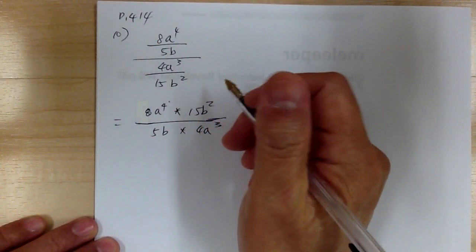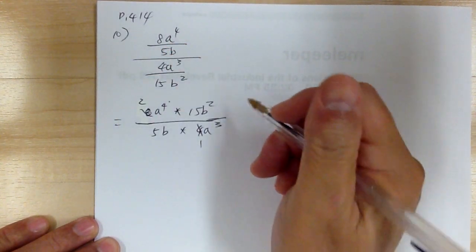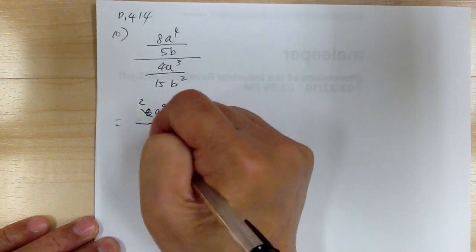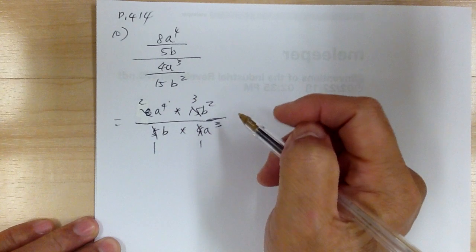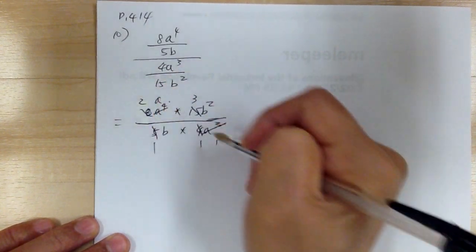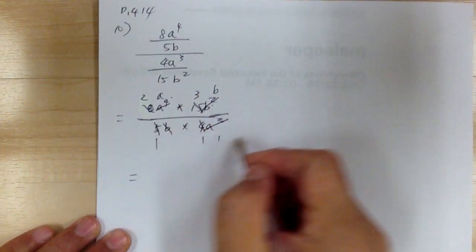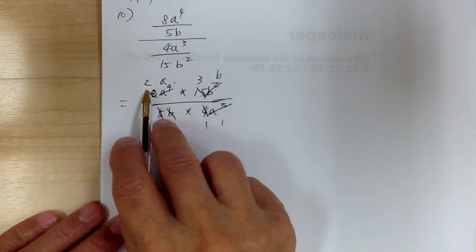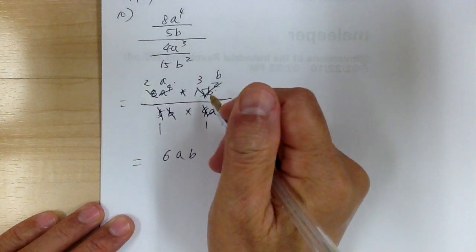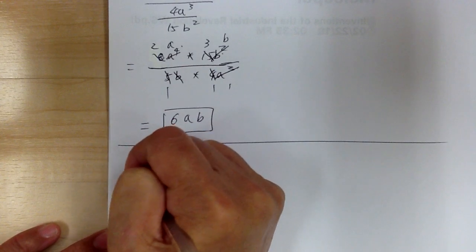Then after that, you can go and cancel. So 4 and 8 cancel, you get 2 and 1. Do the numbers and then the letters after that. So 5 and 15 cancel, you get 1 and 3. Now you do the a. So you got a to the 4, a to the 3, you cancel, you get a left over. You got b squared and b, so you cancel, you get b. So everything got canceled on the bottom, so it's 1. On the top, you get 2a, 3b, so you get a total of 6ab. All these are multiplying. Okay, let's go to number 12.